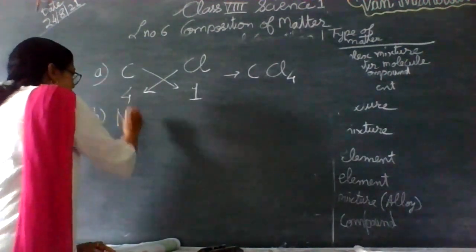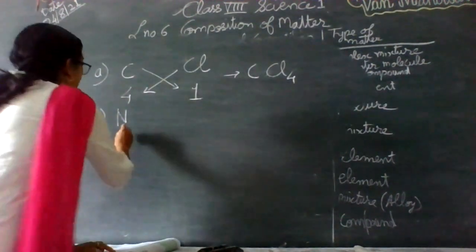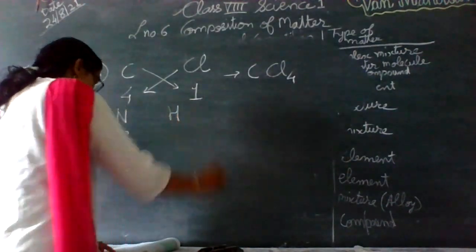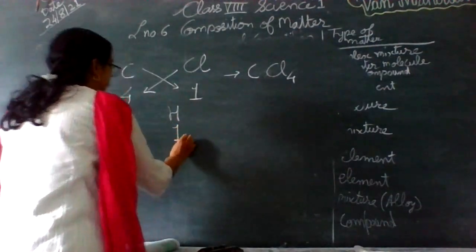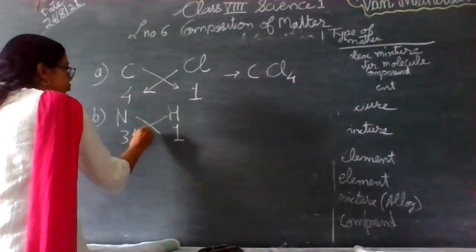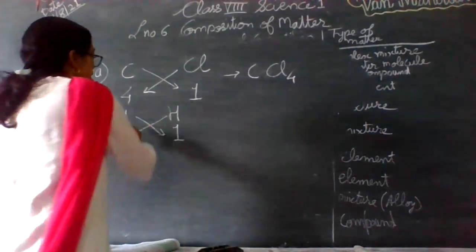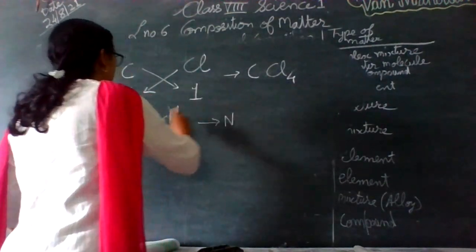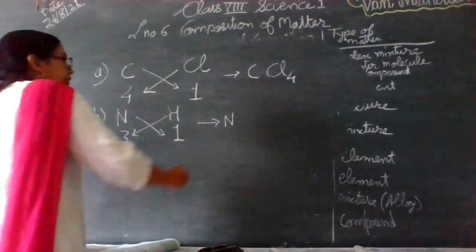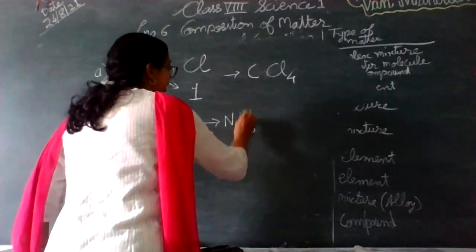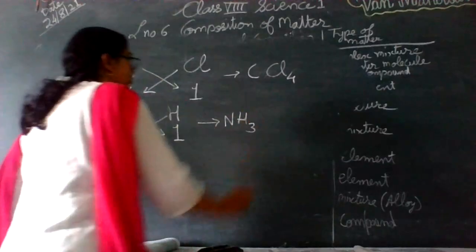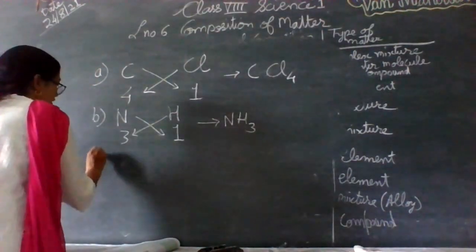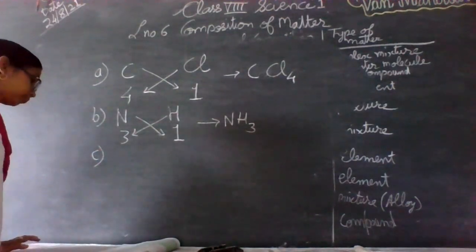Next one is nitrogen having valency 3 and hydrogen having valency 1. Same case, we have to do cross multiplication. N into 1 is N, and hydrogen H into 3. So NH3 is the formula that we have deduced using the information given in this question.